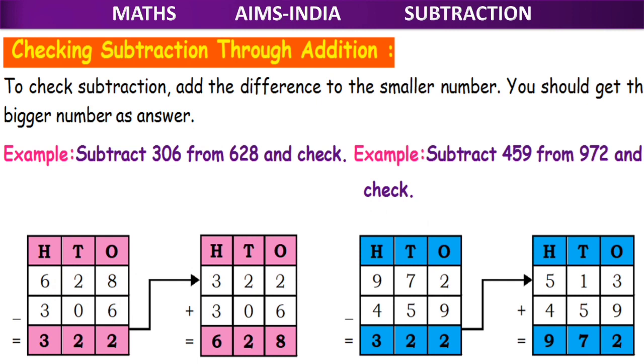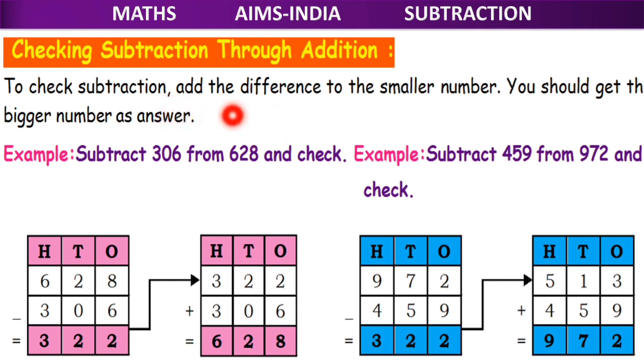If you remember what we have learnt in the previous class, subtraction is the opposite of addition. What is subtraction, children? Subtraction is the opposite of addition. So through addition we can check whether we have done the correct subtraction or not. How do we do that? To check subtraction, add the difference to the smaller number. You should get the bigger number as the answer. It is sounding very simple, right?